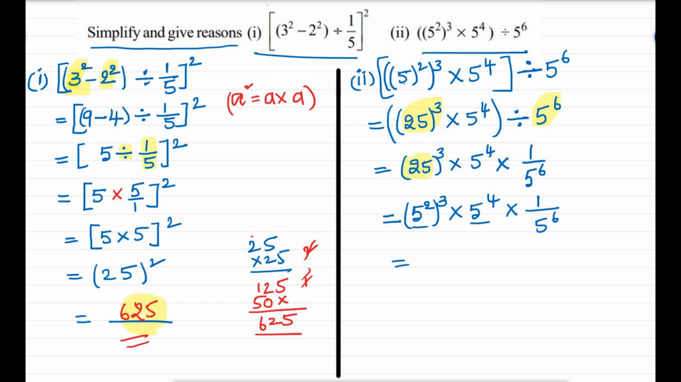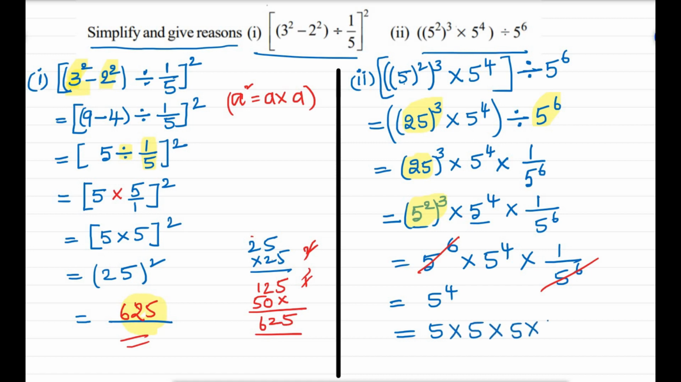Now simplify both the powers first. 5 to the power of a power m whole power n formula. Using that formula, if I simplify, this is 5 power 6 into 5 power 4 into 1 by 5 power 6. If you clearly observe, the numerator and denominator get cancelled. So what remains is 5 to the power of 4. Let us simplify this. 5 is being multiplied 4 times. 5 times 5 is 25, 5 times 5 is 25. So 25 times 25, already we have done here. It is 625. The answer is 625.